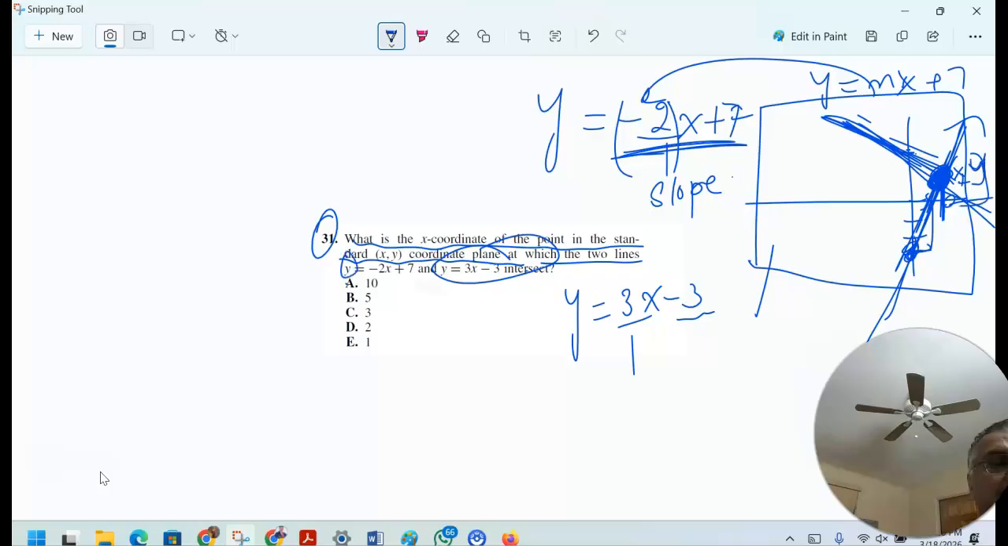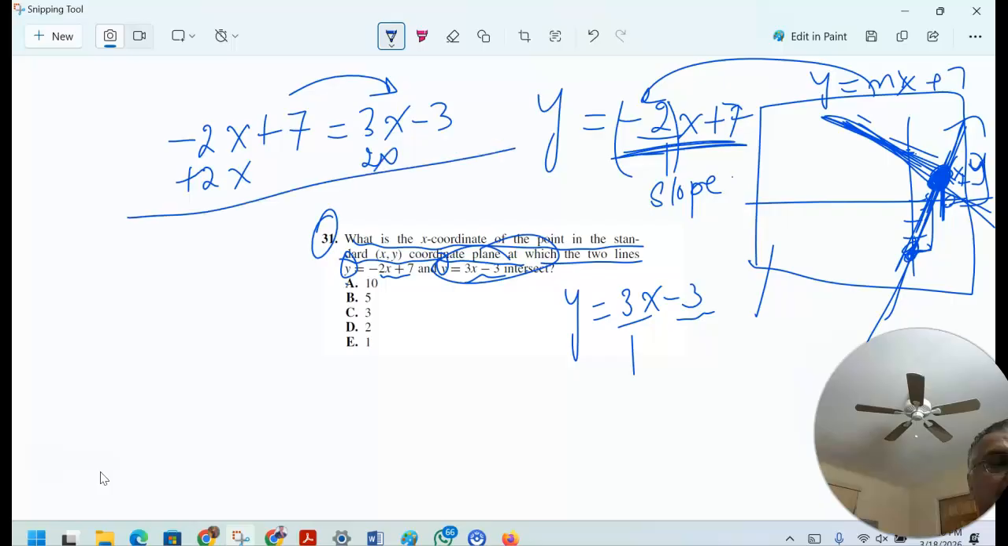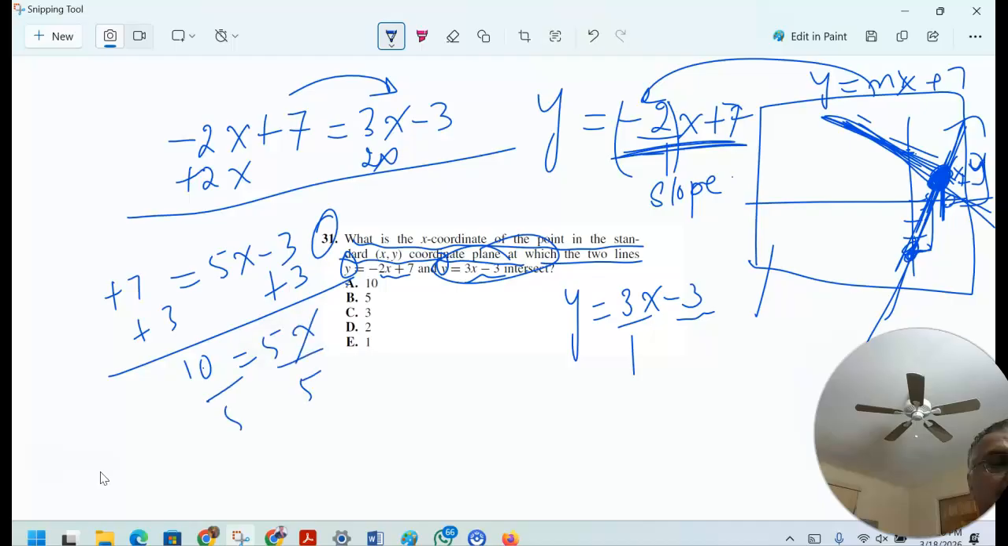Because this is y, all you do is put the right-hand sides equal. That means minus 2x plus 7 equals 3x minus 3. And then solve for x. Add 2x to both sides, so that will be 7 equals 5x minus 3, and then add 3 to both sides. You get 10 equals 5x. Dividing by 5, you get 2, and you get the answer.